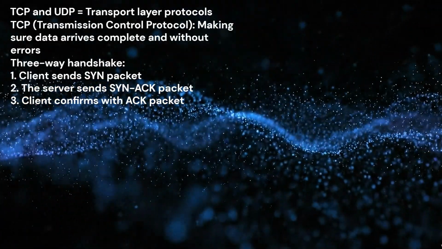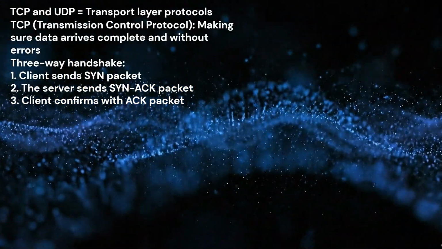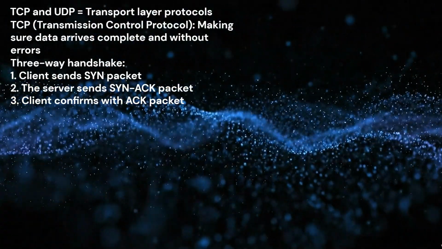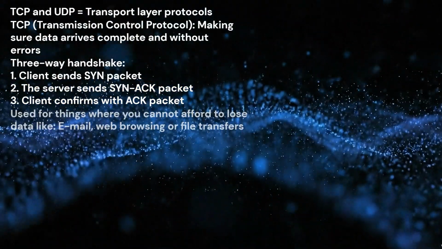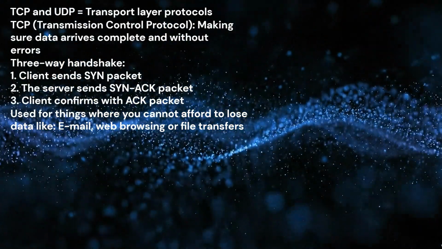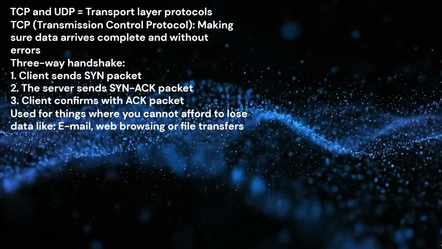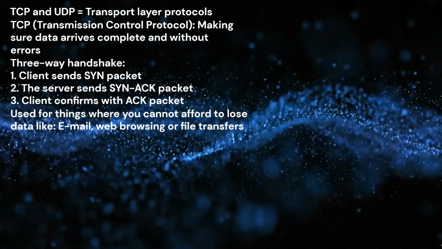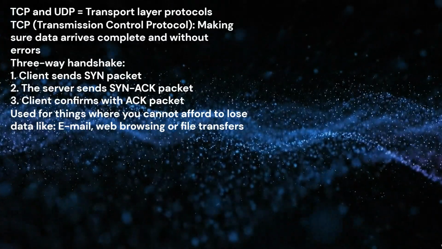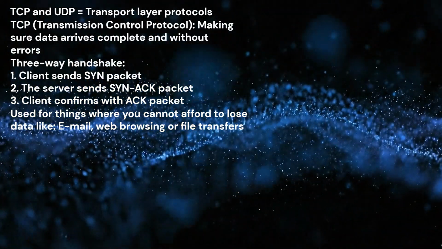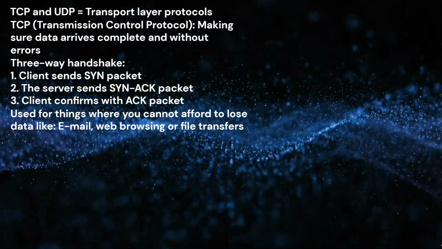Ah, okay. So it's confirming I heard you, but also setting the rules for the chat. Confirming starting numbers for data packets going both ways. Precisely. Then the client sends that final ACK to confirm those terms are agreed upon. Without all three steps, locking down the sequence numbers and stuff, things like web browsing or email or a really important file transfer would be a mess. Data loss, garbled info. TCP is absolutely essential when you just cannot afford to lose a single bit of data.